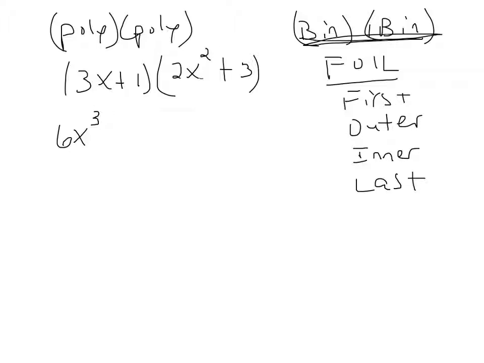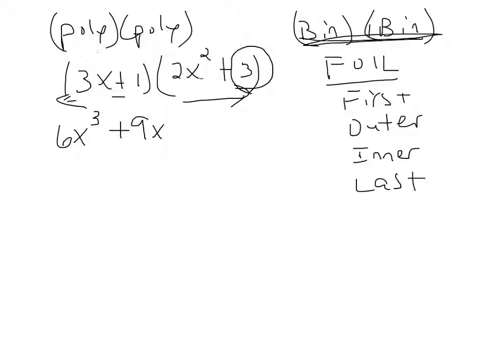And then we move to outer. We take the terms that are the farthest to the outside. So the outer term here is 3x, and the outer term here is 3. They're the terms the farthest left and farthest right. We multiply those together, and we get 9x.